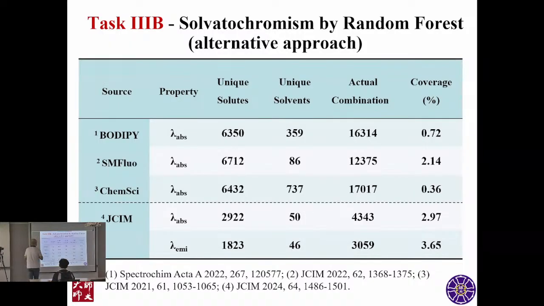So we checked four data sets, all the same. Solvent is underrepresented. So if your colleague asks you, can you predict this molecule in a different solvent? You get into trouble. There's no training data. How can you guarantee your prediction is good? So that's the problem of this paper.